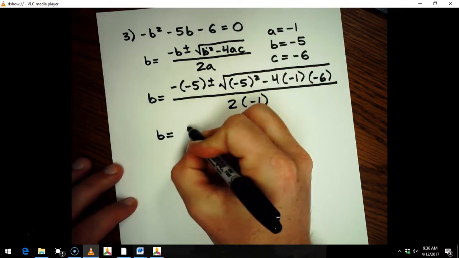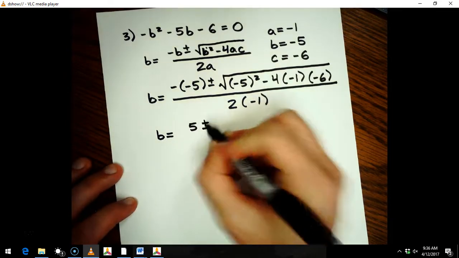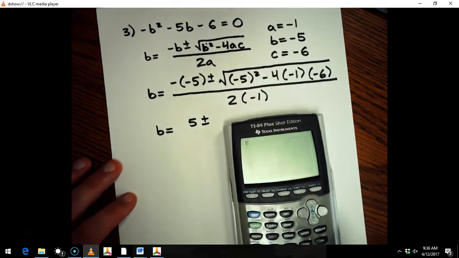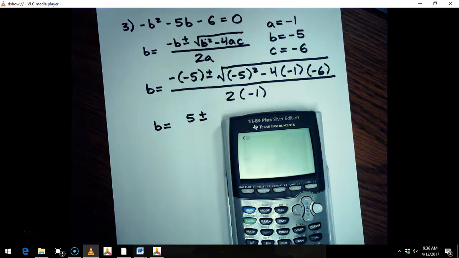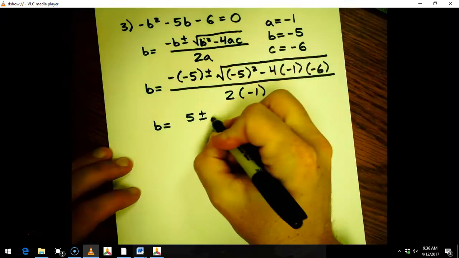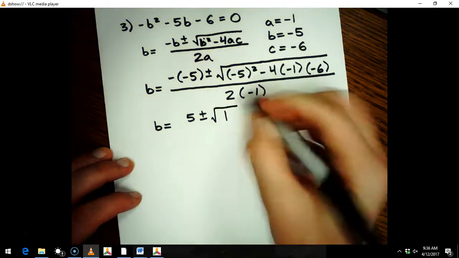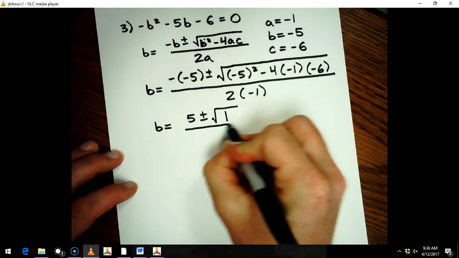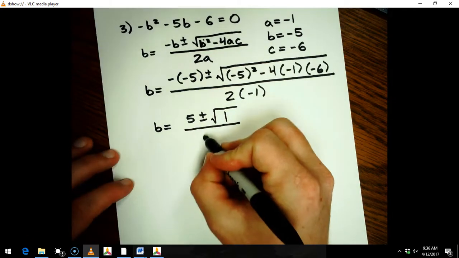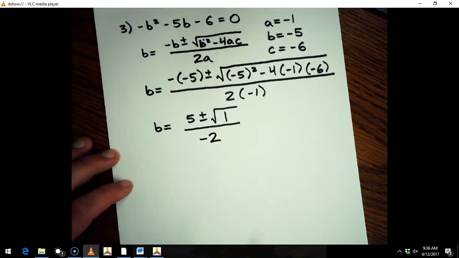B is going to equal 5 plus minus, and then here's where I would go to your calculator and use this. Okay, could I do this all in my head? Of course, but just for speed, -5 squared minus 4 times -1 times -6, hit enter, and that equals 1. The calculator side, that's still under the radical. Now in this case it doesn't matter because it's the square root of 1, but I'm left with 5 plus minus radical 1 divided by 2 times -1, which is -2.